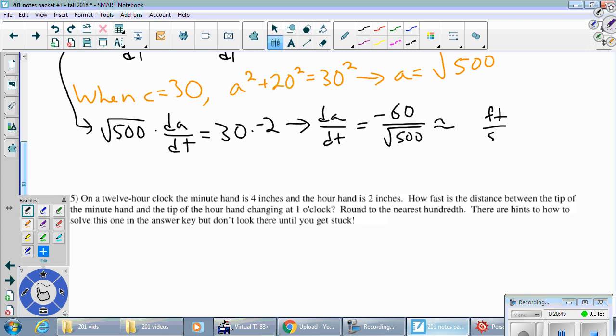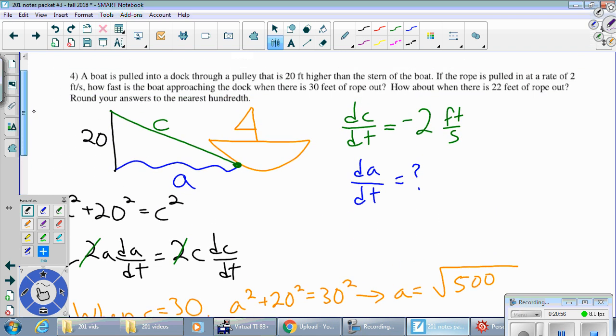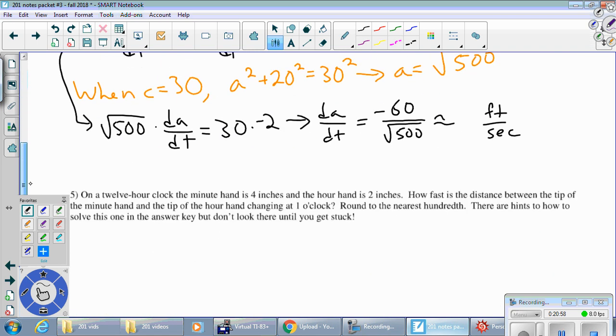So I'm going to type that on the calculator in a second, but let's do the other one just while we're here. The other one is when there are 22 feet of rope out. That means that C is 22. We get A squared plus 20 squared equals 22 squared. And so that means that A is, all right, 22 squared is 484 minus 400, square root of 84.